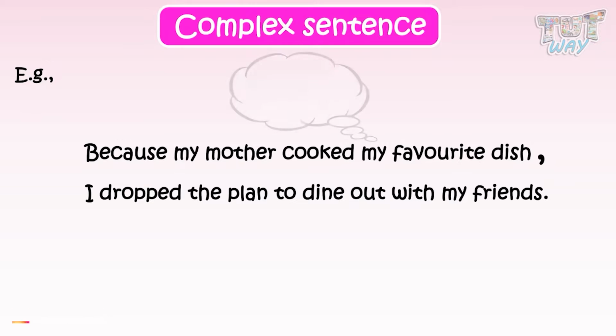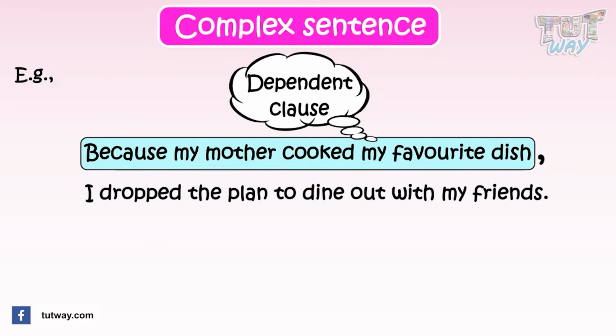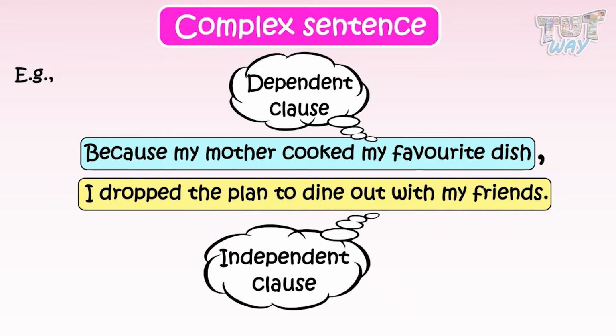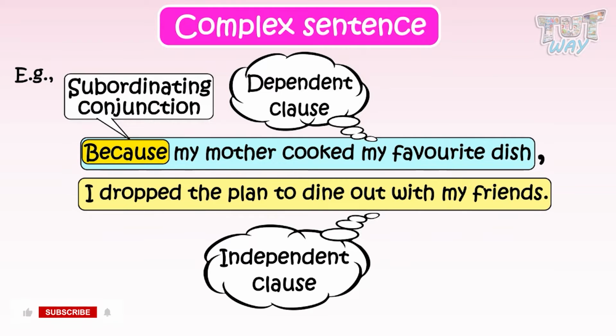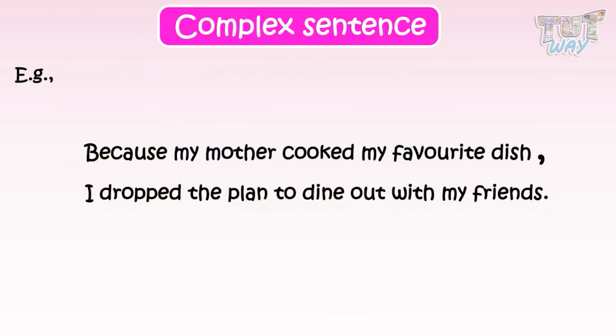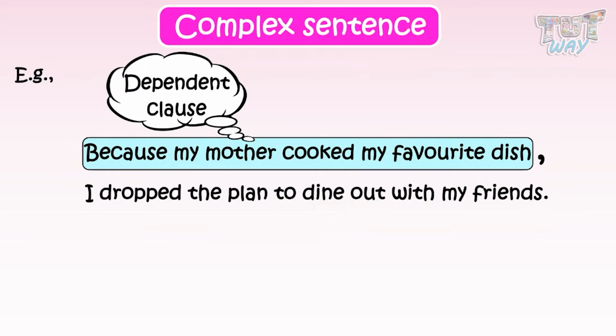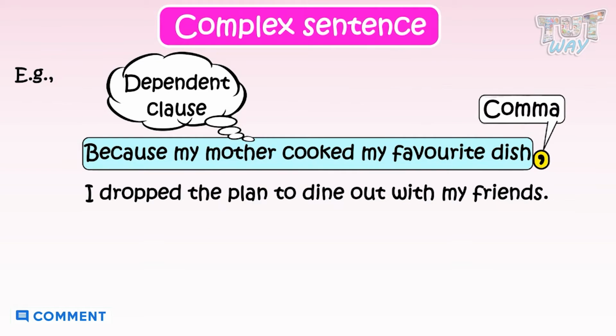In this sentence, the dependent clause is, because my mother cooked my favorite dish, and I dropped the plan to dine out with my friends is an independent clause, and the dependent clause begins with a subordinating conjunction, because. So, this sentence is a complex sentence. In this sentence, a dependent clause, because my mother cooked my favorite dish, comes first, so a comma is essential to separate these two clauses.